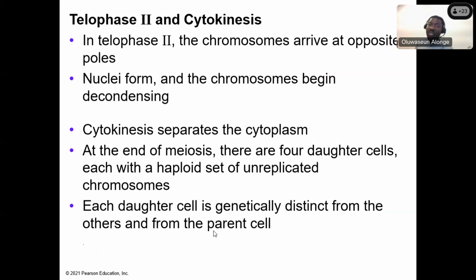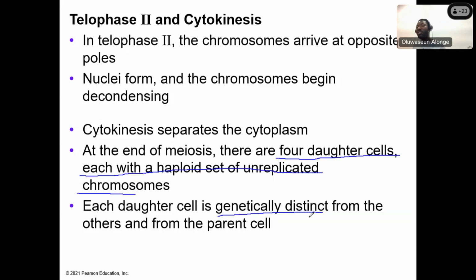In telophase 2, the chromosomes arrive at the poles, and then the nuclear envelope begins to form back. The chromosomes begin to decondense, so they are no longer condensed. All right. Then cytokinesis separates the cytoplasm. At the end of meiosis 2 now, there are four daughter cells, each with a haploid set of unreplicated chromosomes, and each daughter cell is genetically distinct.